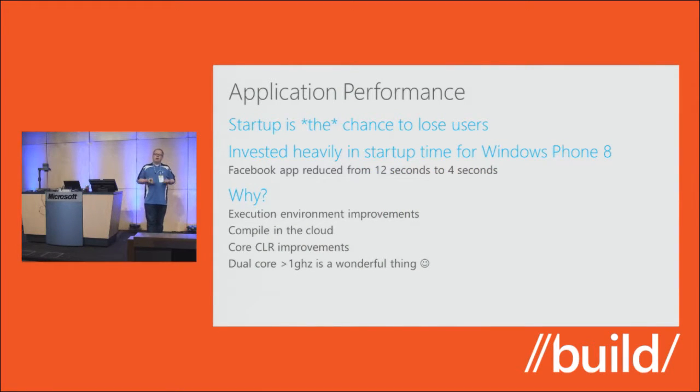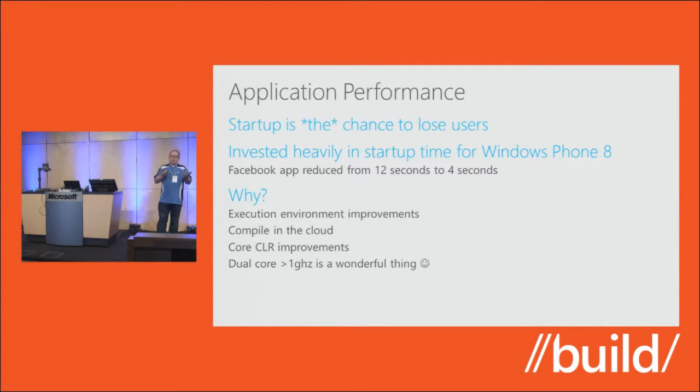But once we got it running, the number one thing that we get feedback on, when we're writing applications, is performance. Startup performance is your chance to lose your users. If your applications are taking too long to start, then they're going to lose interest, or they're going to use another application that runs quicker. So no matter how great your application is, if it doesn't start quick, you're going to lose users' interest. So we invested heavily in startup time in Windows Phone 8. For example, the Facebook app was reduced from about 12 seconds on Windows Phone 7.5 to under 4 seconds, just by taking the existing Facebook app and running it. So the key thing for you to take away here is that your applications, even though you haven't changed anything, will run faster on Windows Phone 8.